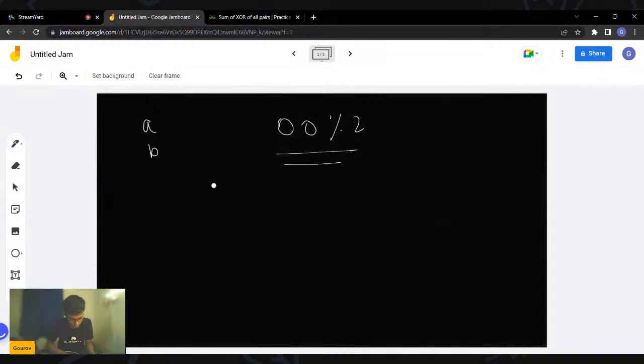So let me tell you the concept. Basically, let's say you are standing at any particular bit position, and there are n numbers, and you divide all those numbers into two parts. Out of n numbers, there are A numbers which have the zeroth bit set, and B numbers which have the zeroth bit unset. So you basically divide the numbers into these two groups.